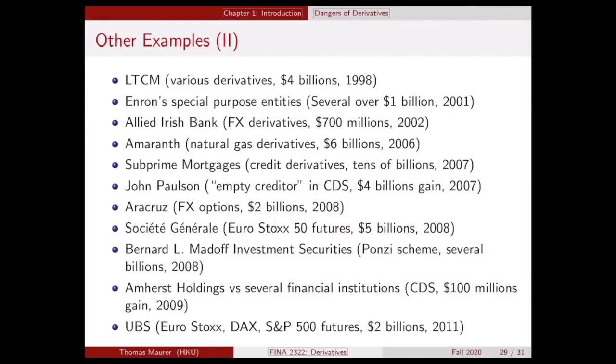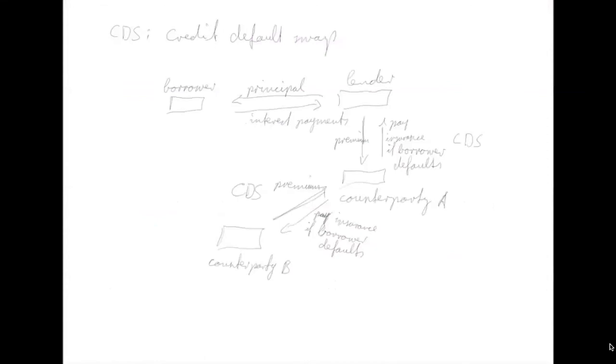We have actually another case related to CDS, which is Amherst Holding, and they were trading with quite a lot of different big financial institutions, and they made $100 million gain in 2009. So let's go back to our whiteboard where we had the borrower. The borrower got some money from a lender and he has to make interest payments and then also return eventually the principal back to that lender. And then we had here two CDS contracts.